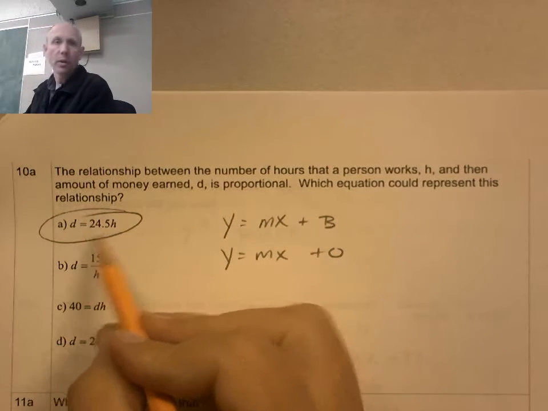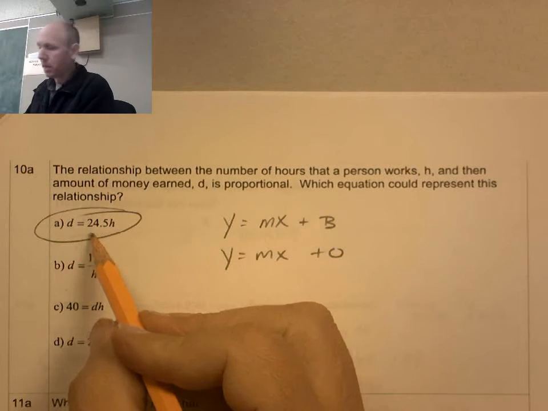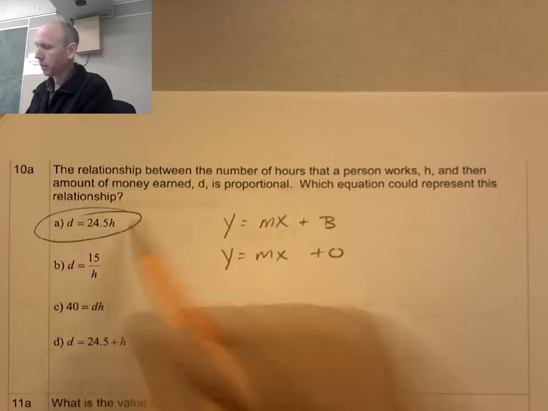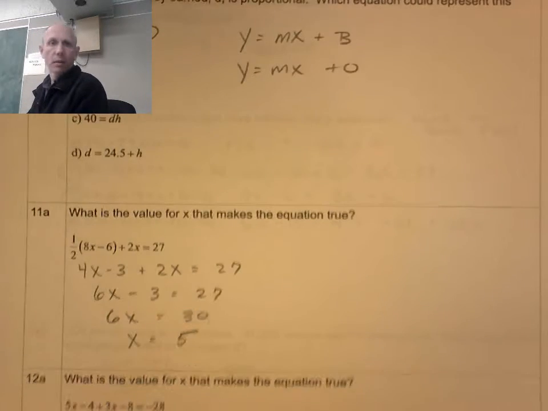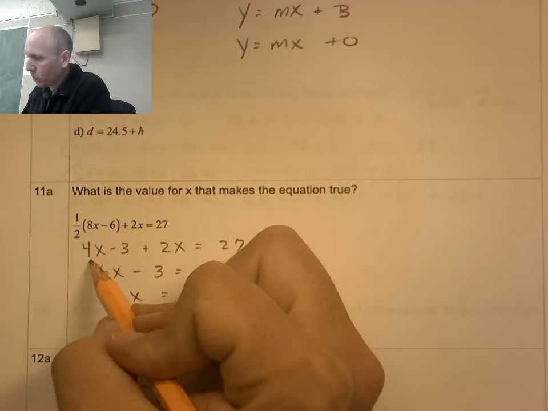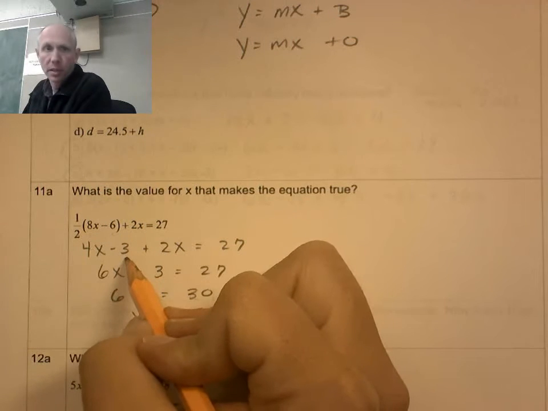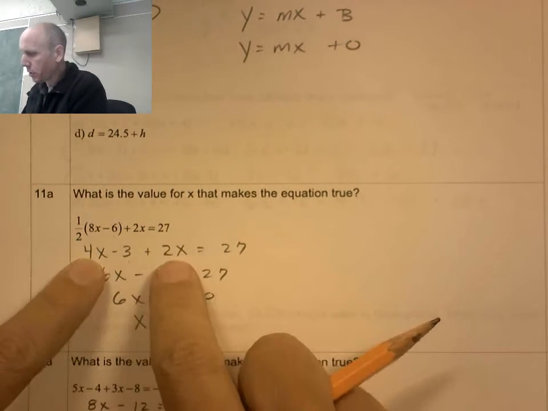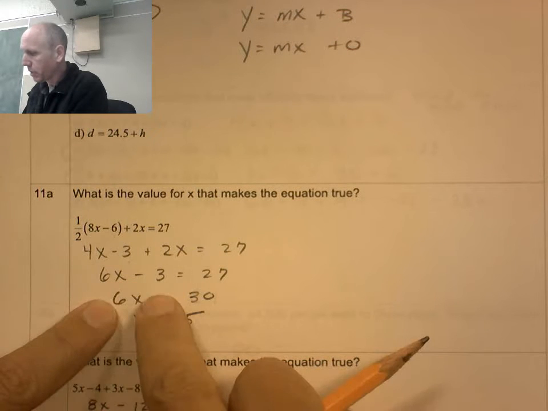And notice that's the only one that's in that form, y equals mx plus 0. All right, let's solve this equation. I'm going to start by distributing the 1/2. So half of a is 4, half of negative 6 is negative 3. There's the distribution. Combining those two guys to become a 6x minus 3.